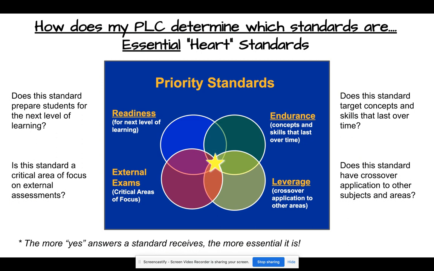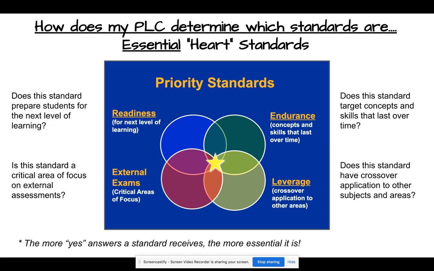And so there's one really good way to do this, and that's to consider this model in which we determine priority or essential HEART standards by asking ourselves 4 questions. Does the standard prepare our students for the next level of learning in terms of readiness? Is it a critical focus on external assessments like SAT, ACT, IAR, MAP, whatever it may be? Does the standard target concepts and skills that last over time?